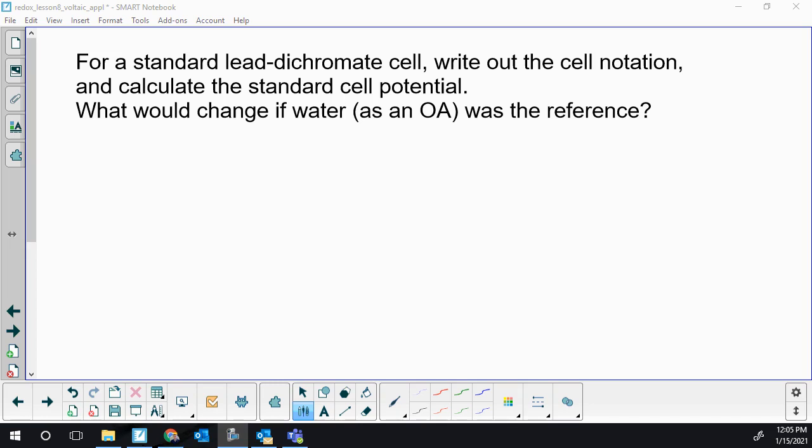So this is going to serve as another example of writing out things like cell notation, predicting standard cell potentials. And then there's one new piece in this question. I'm going to switch the reference in my reduction table. Okay? So the reference is normally hydrogen. That was in the previous lesson. And I'm going to switch the reference to water. And because water shows up twice, I have to tell you which water I mean, and I mean the oxidizing agent water.